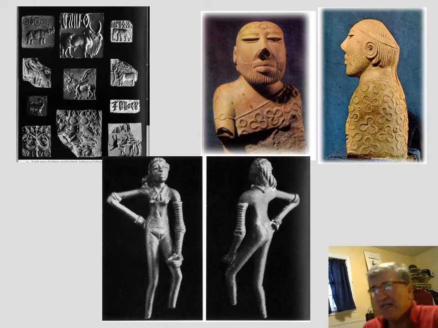Some of the artifacts there are some of the stamps. So there is this script that has not been deciphered. The man to the left may be a priest or maybe a god. And we have this dancing girl down below with her various amulets there, those rings on her arms.